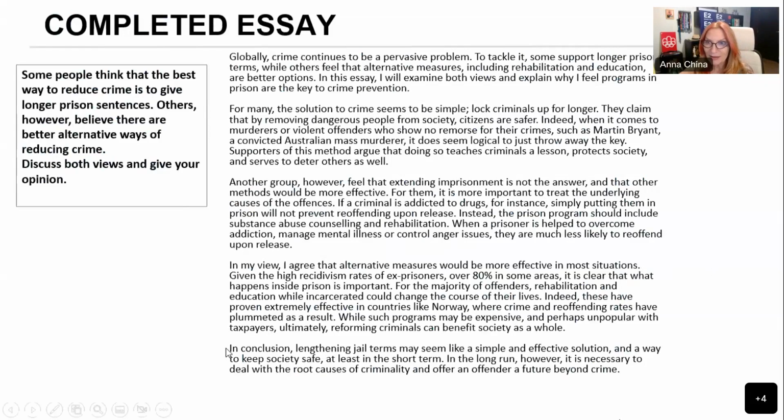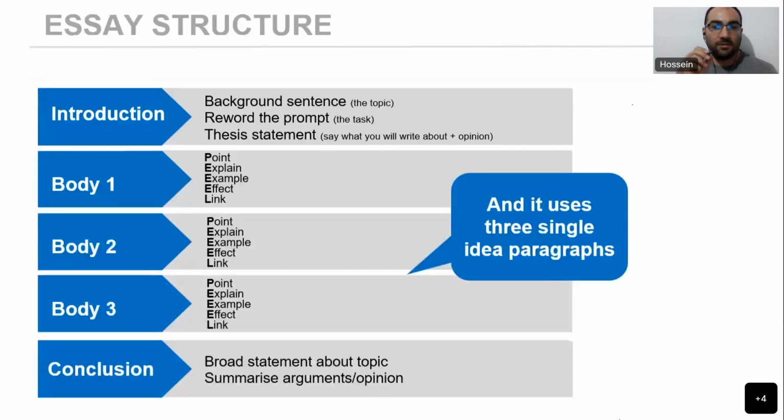So here, the structure that you have for the body paragraph, like point, explain, example, effect, and link, is it necessarily for discussion essays, or can it be done for advantage, disadvantage, or problem and solutions as well? No, for problems and solutions, it's the double idea paragraph that I will show you. This structure is good for do you agree or disagree, so for opinion essays and discussions.